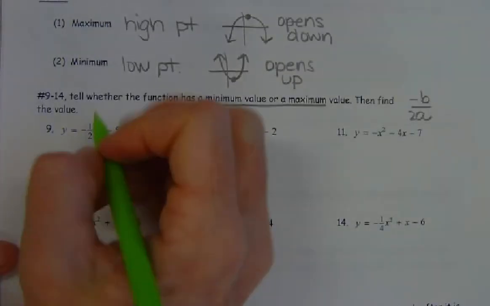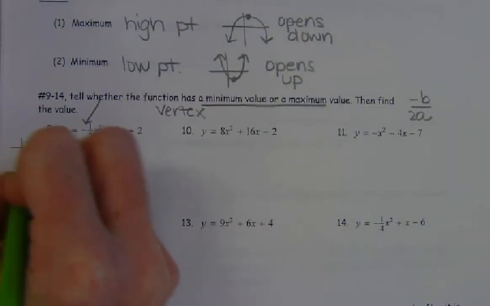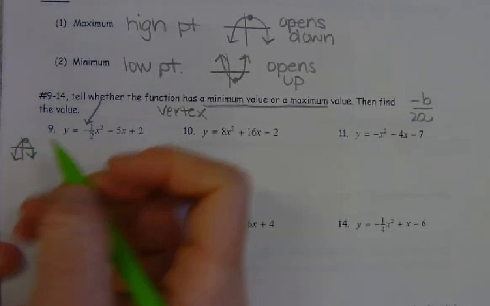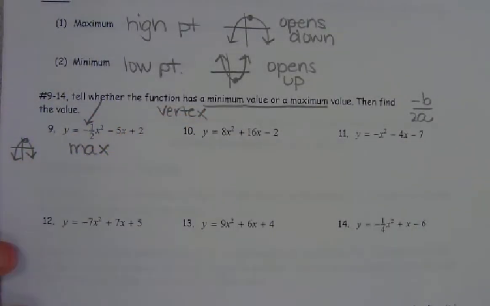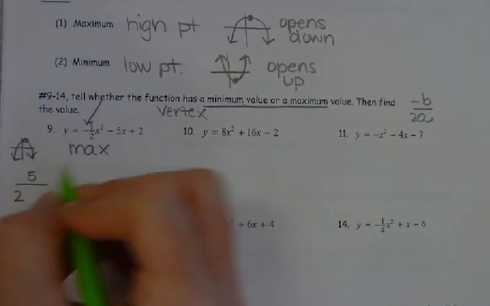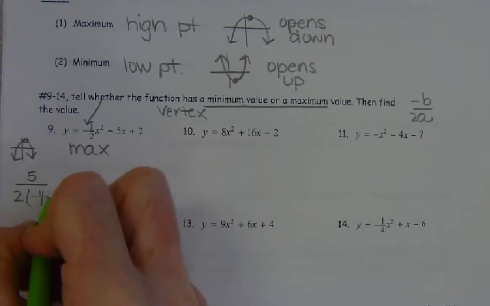The first thing I notice is that there's a negative out front, which means it's going to open down. Because it opens down, it's going to have a max. So now I just have to find the max. So I take the opposite of b, which is 5, over 2 times a, which is negative 1/2.